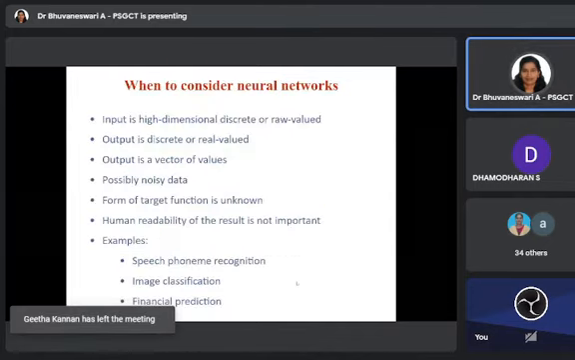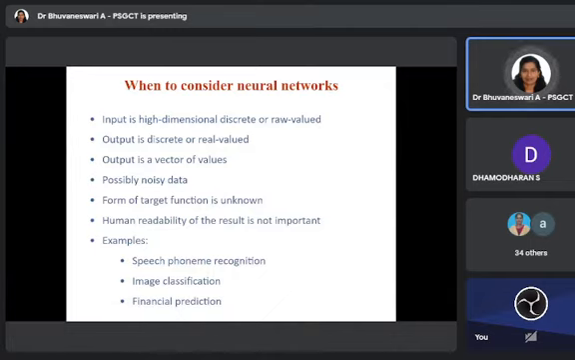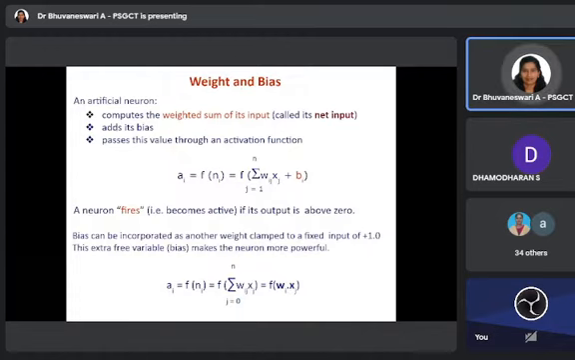Okay, so this is the general structure of the ANN. Okay. So when do you consider neural networks? You can use it for high dimensional data. If you want a discrete or a real value output, you have a vector of values as output. And if you have noisy data, you can have a target function. The application areas wherein you can consider this model would be image classification, financial prediction, speech recognition, etc. So these are some of the areas.